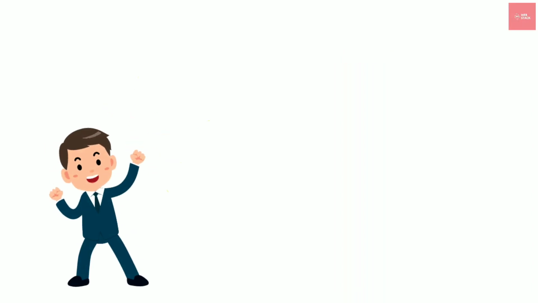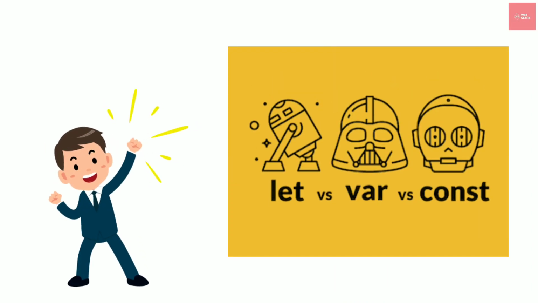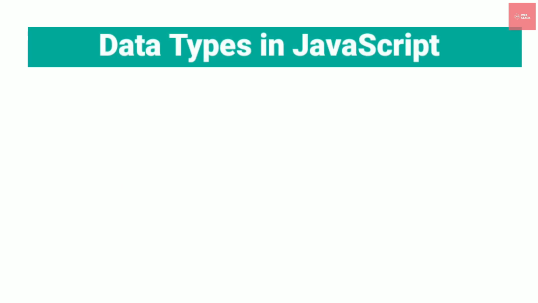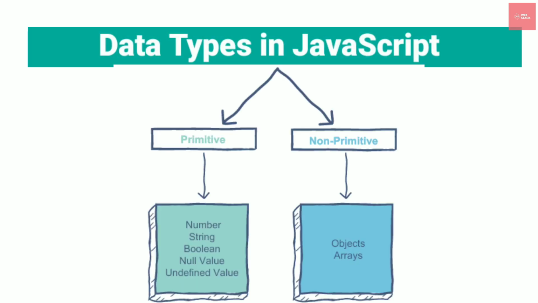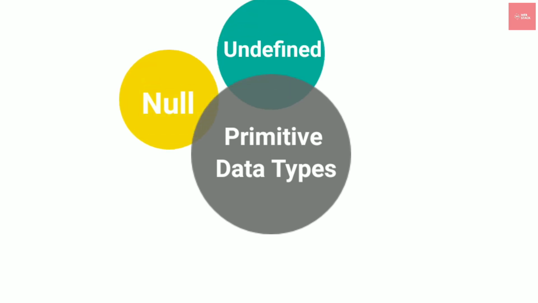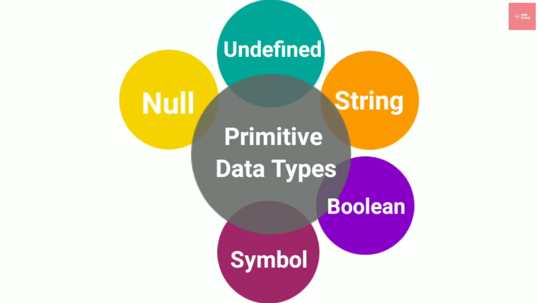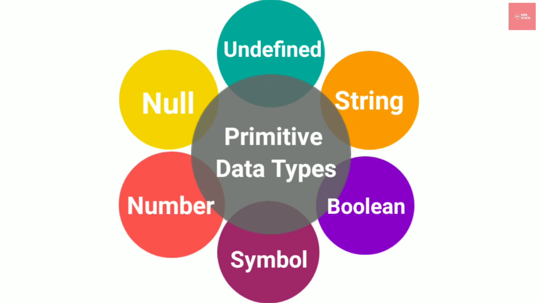Now that you are comfortable using let, var and const, let's see the different data types that are available inside JavaScript. So in this video, we will be learning about primitive data types that are being used with few examples. So let's get started.